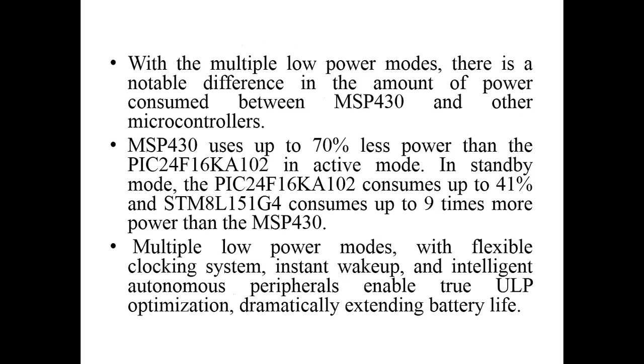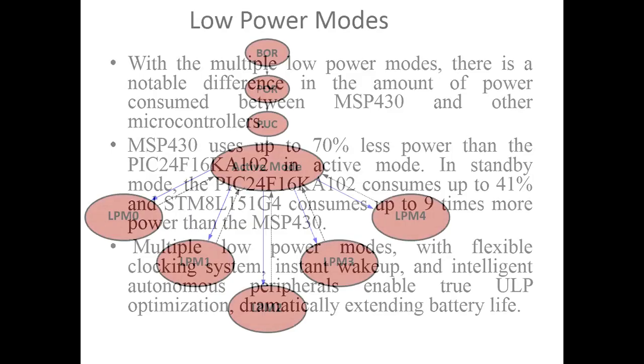Not only this, in comparison with other microcontrollers like PIC and STM, there is a very large power saving in MSP430, around 70% of power with respect to PIC, and about 41% of power saved with respect to STM. Because of low power modes, a battery can be operated for a long time. Hence, the life of the microcontroller can also be extended.